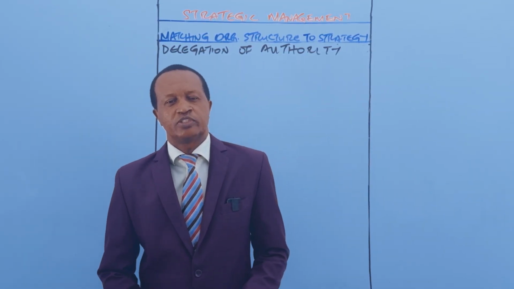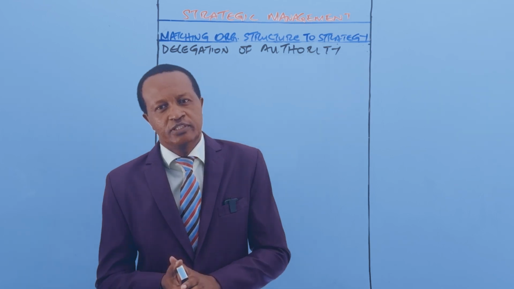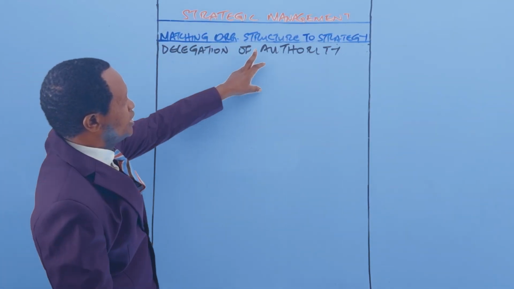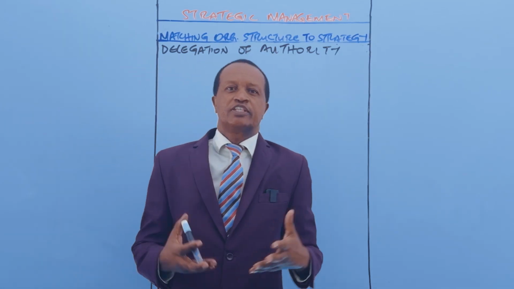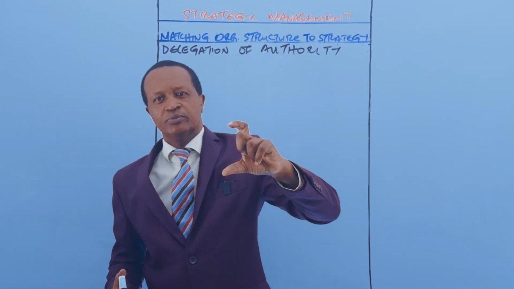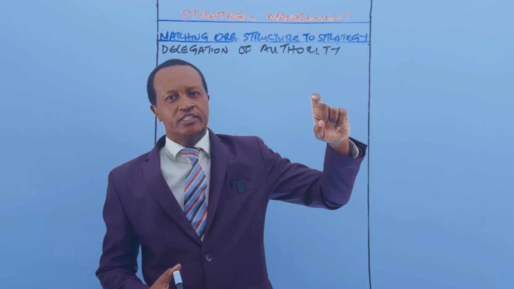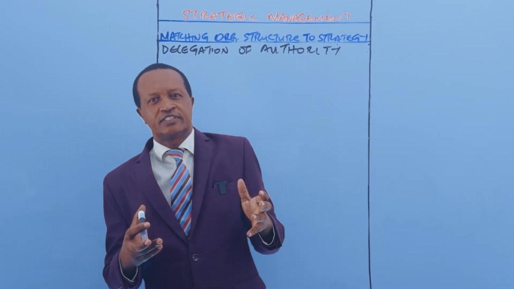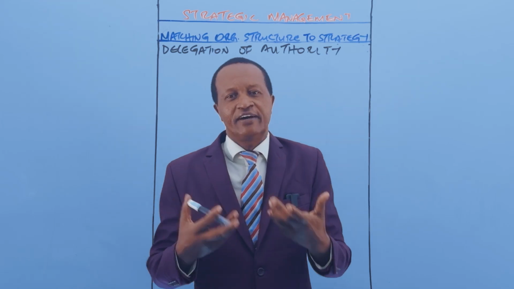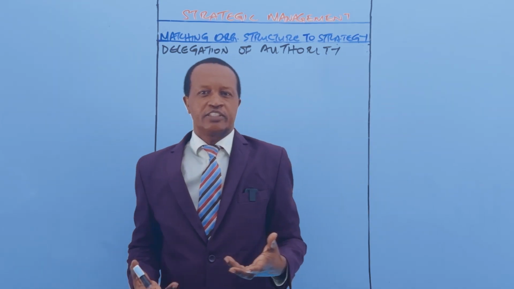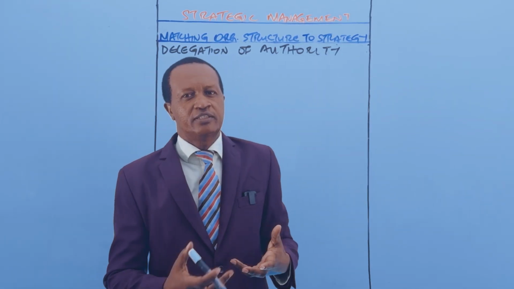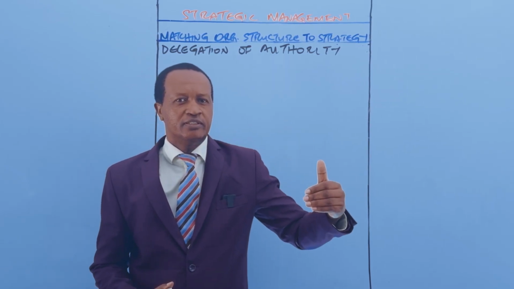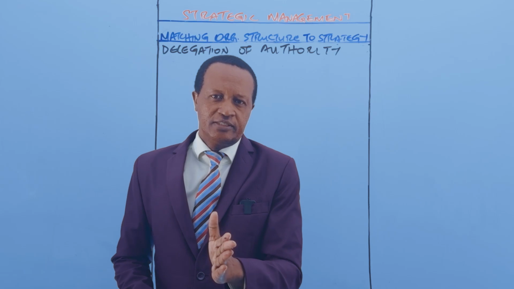Today we are going to study delegation of authority, in the context of matching organizational structure to strategy. In the relationship between strategy and structure, delegation of authority serves as the nervous system of the organization. That is to mean that it determines how power is distributed and where decisions are made.